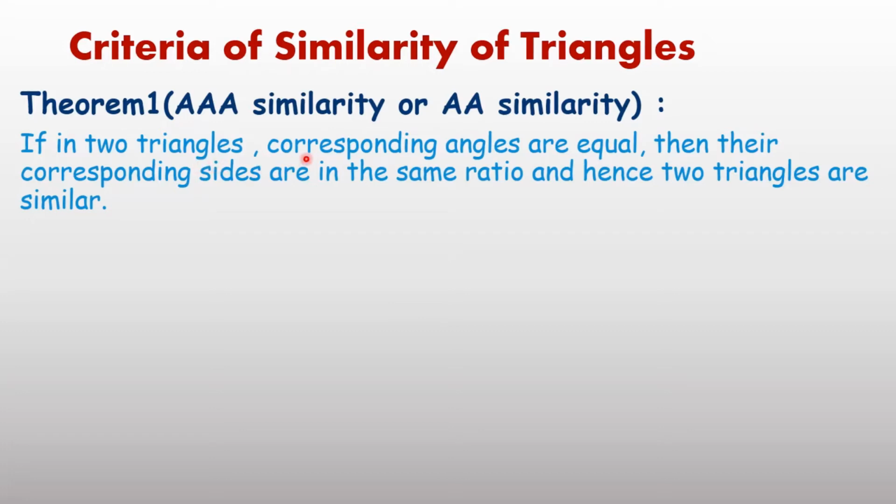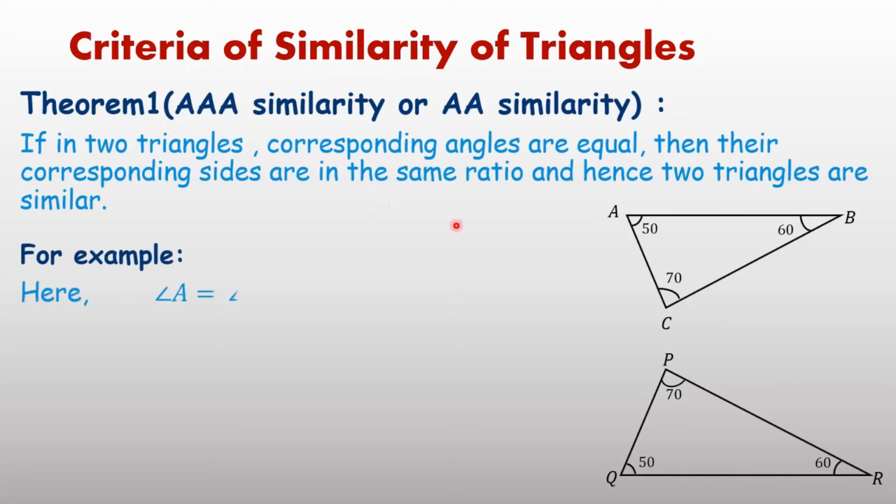in two triangles, if corresponding angles are equal, then their corresponding sides are in the same ratio and two triangles are similar. In other words, the first minimum requirement to prove two triangles are similar is if corresponding angles of both triangles are equal, then you can write both triangles are similar. And if triangles are similar, then corresponding sides are in the same ratio.